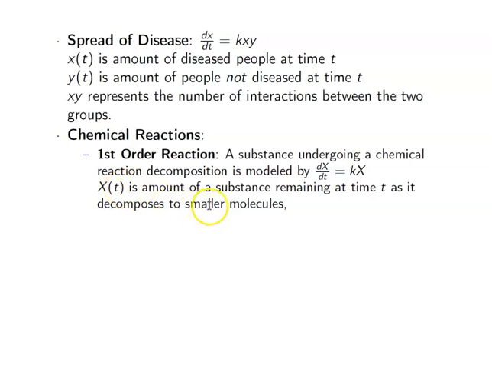x of t is the amount of a substance remaining at time t as it decomposes to smaller molecules. Okay, so this is a decomposition reaction, right? Here k is negative, right? Because I'm decomposing into its composition elements, and so the amount of my substance is decaying, right? So this is negative.